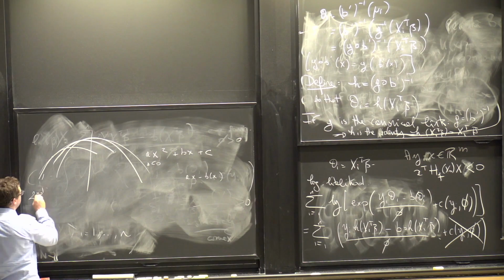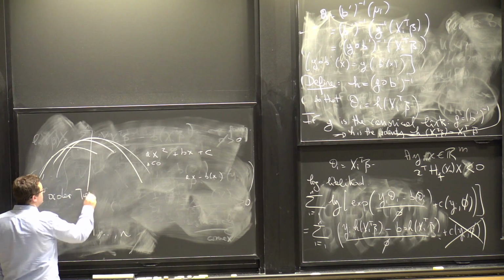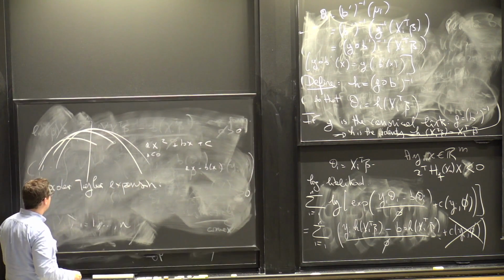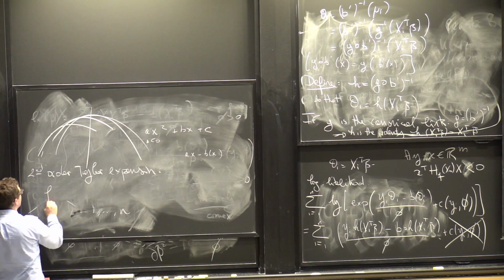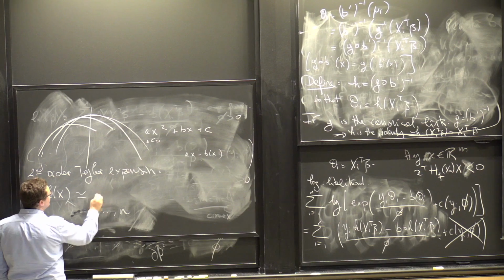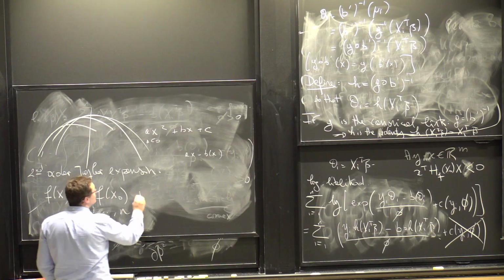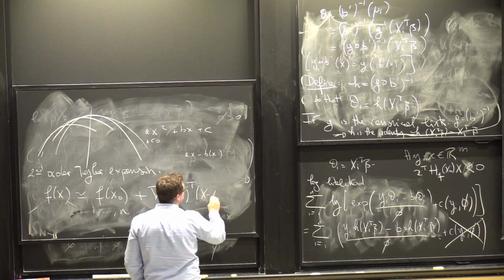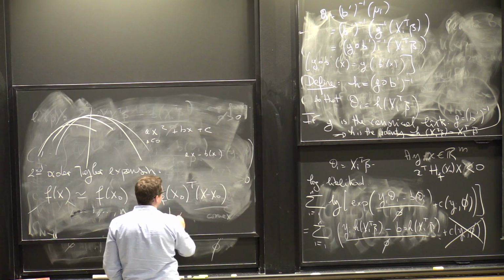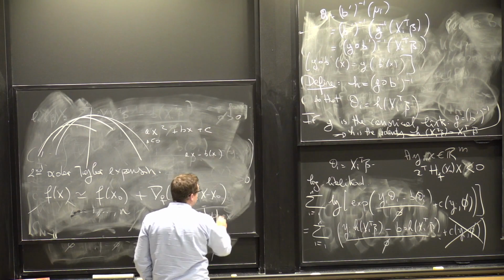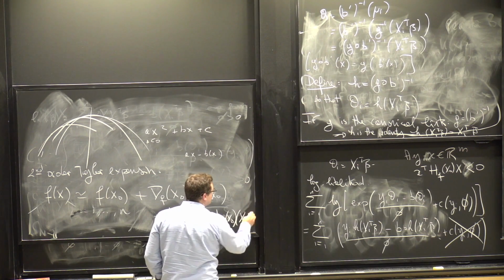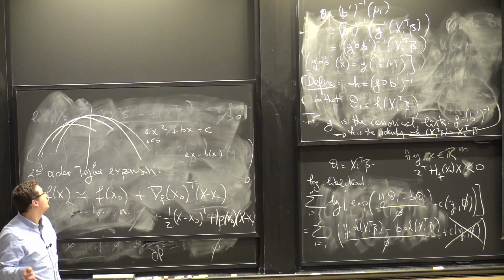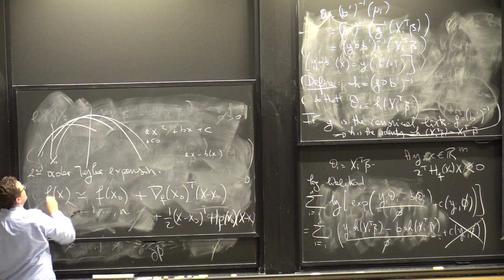I'm going to write the second order Taylor expansion. That's just going to be my quadratic approximation. It says f of x, when x is close to some point x0, is close to f of x0 plus the gradient of f at x0 transpose (x minus x0), plus 1/2 (x minus x0) transpose Hf at x0 (x minus x0). So that's just my second order multivariate Taylor expansion, if x0 is this point.